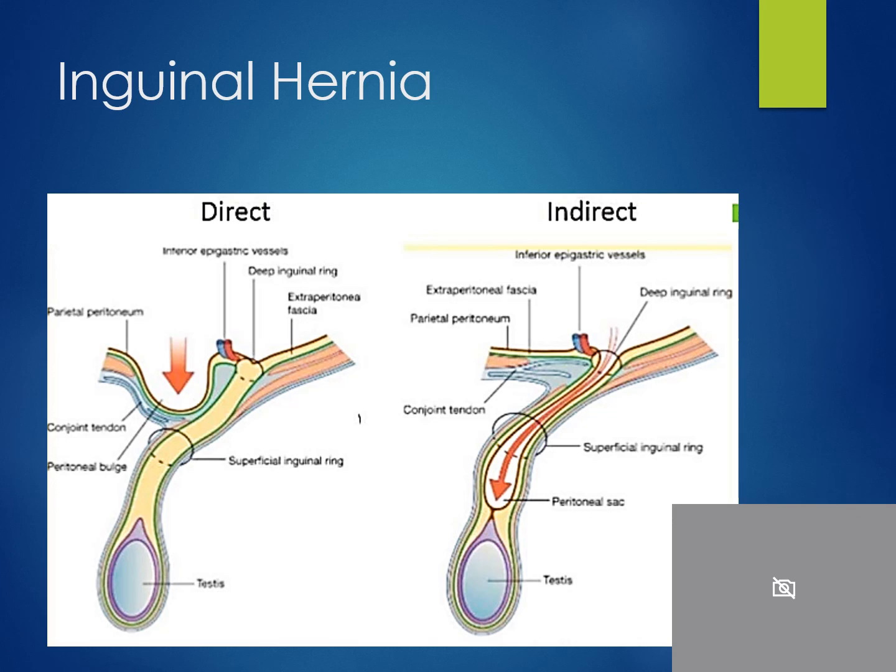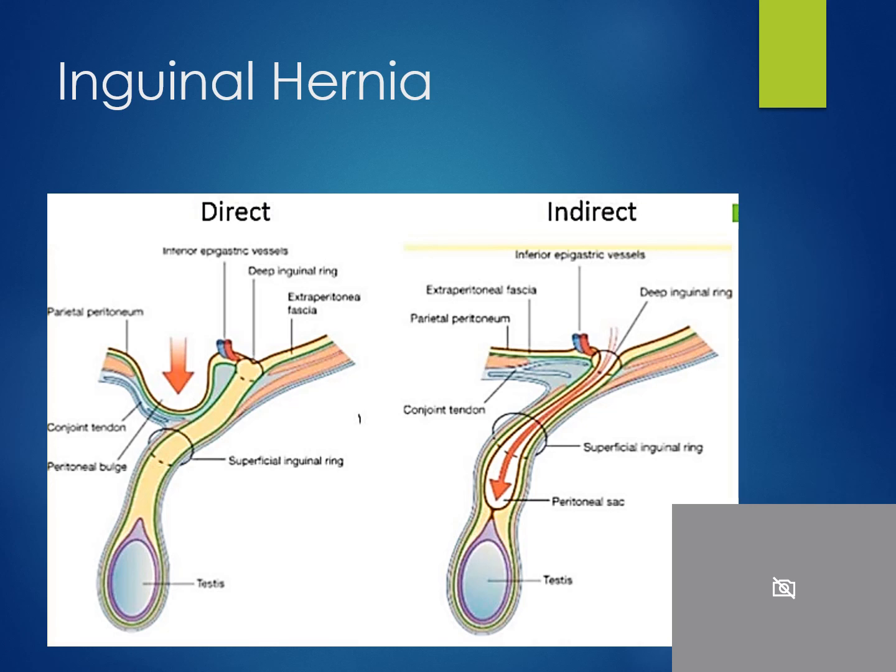Now the indirect is a congenital inguinal hernia. It leaves the abdominal cavity lateral to the inferior epigastric vessels and enters the deep inguinal ring and passes through the inguinal canal. It has a hernial sac formed by the persistent processus vaginalis. It exits the superficial inguinal ring and commonly enters the scrotum, since most commonly it will go to the scrotum.